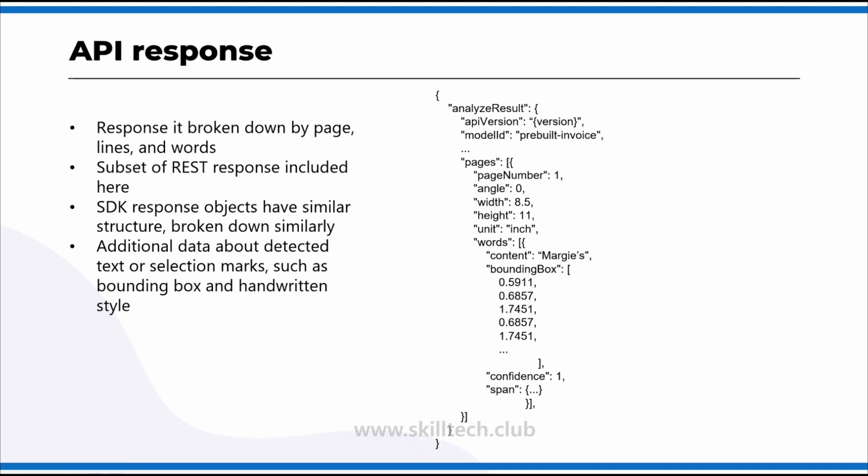The response coming from the API is going to look like this. As you can see here, the response is broken down by page, lines and words, because the document can have multiple pages, multiple lines, and in each line multiple words. You get an array of pages with specific numbers, showing the details about each page, including how many words are associated with it. It's a nested kind of JSON document with multiple subsets of responses included. Additional data about detected text or selection marks, such as bounding box and handwritten style, is added inside this when you see the response.